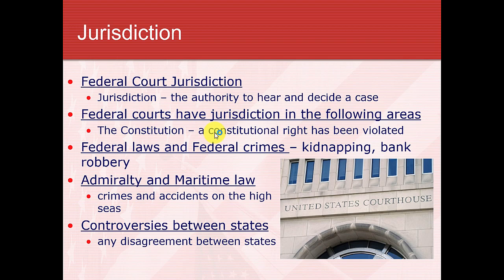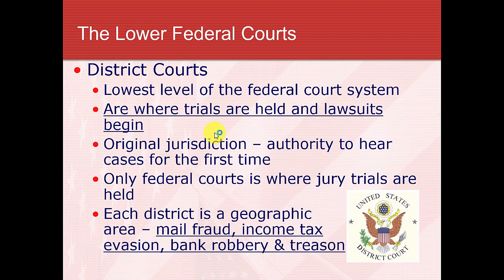And then if it's a violation of any laws, federal laws and crimes like kidnapping, bank robbery, etc., those would also be tried at the federal court. Any crimes on the oceans, out on sea, involving maritime laws, would also be under the federal courts. And then if two or more states have disagreements on laws and how they're treating one another, then that would be something that the federal courts, the United States courts, would end up hearing.